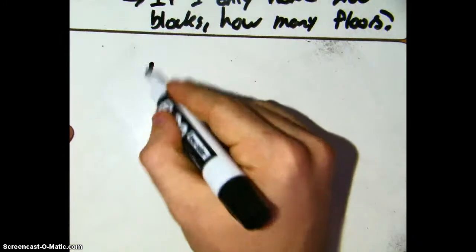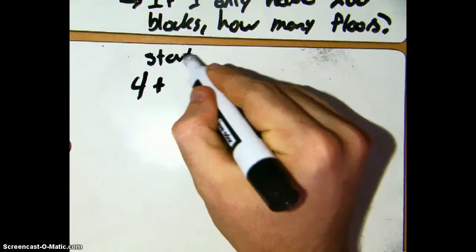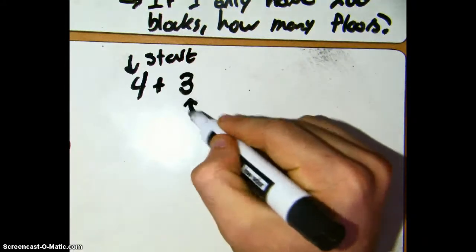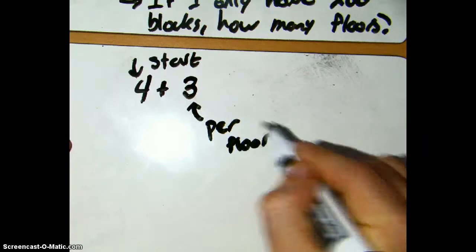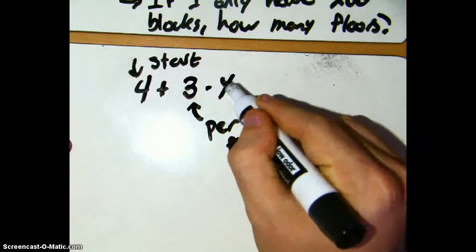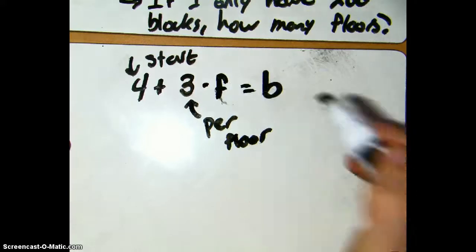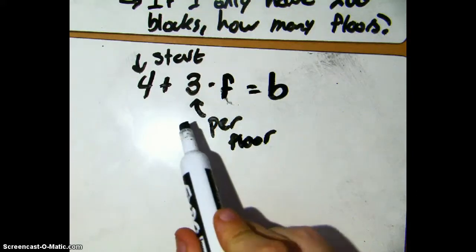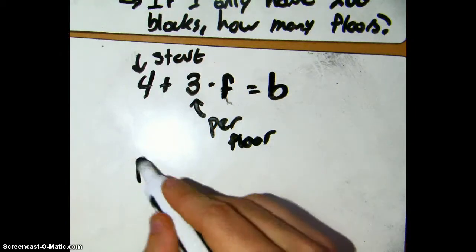Remember, it's 4, your initial amount, so let's label that. So you're starting with 4, plus 3, so that's per floor, 3 blocks per floor, times the number of floors, equals the total number of blocks. Okay, there's our formula from before. And so they tell me that I have 100 floors. I'm going to write F equals 100.